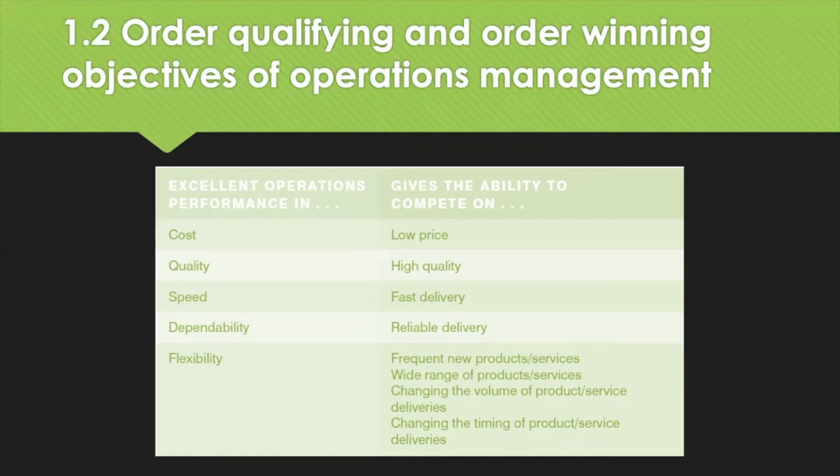The competitive abilities may be order winners or order qualifiers. Each customer and market segment may have their own unique combination. So again, looking at those 5 performance areas on the left, you can see how it gives an ability to compete on things like, well, cost can compete on low price, quality can compete on high quality, speed gives you fast delivery, dependability, reliable delivery. And flexibility is a lot of things from new products, different volumes, different timings.